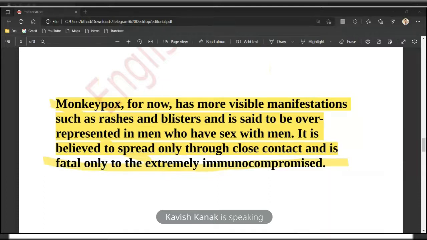And also, it is dangerous only to people who are immunocompromised, who have some immunity problems. You know about AIDS. What happens in AIDS is that your immune system will totally stop working. So these people can potentially die because of monkeypox. Otherwise, a healthy person is not going to be infected. The mortality rate is very low in this case.